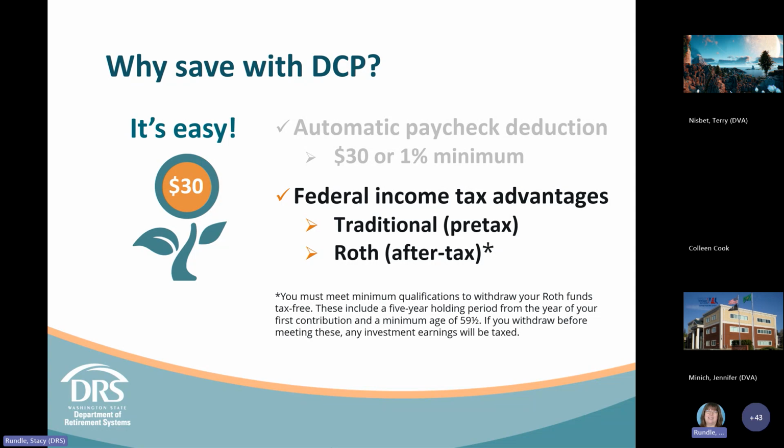If you save with the Roth option, you will pay tax on contributions, so upfront you'll pay tax, but qualified withdrawals are tax-free. To be a qualified withdrawal, you must meet minimum qualifications. That includes a 5-year holding period from the year of your first Roth contribution and a minimum age of 59 and a half when you begin withdrawals. So if you were to withdraw before you've met these criteria, then the investment earnings portion of your withdrawal will be taxed.